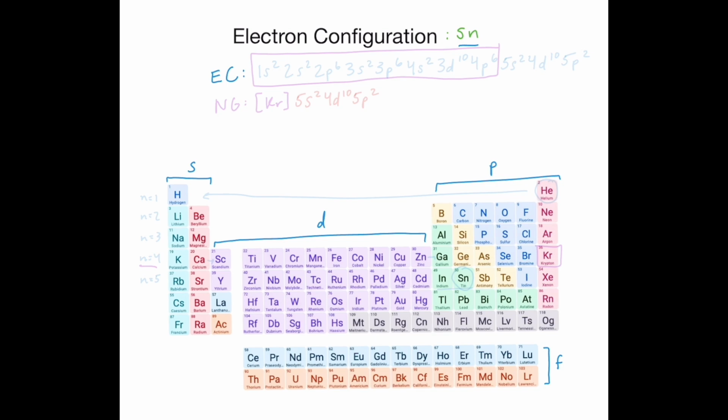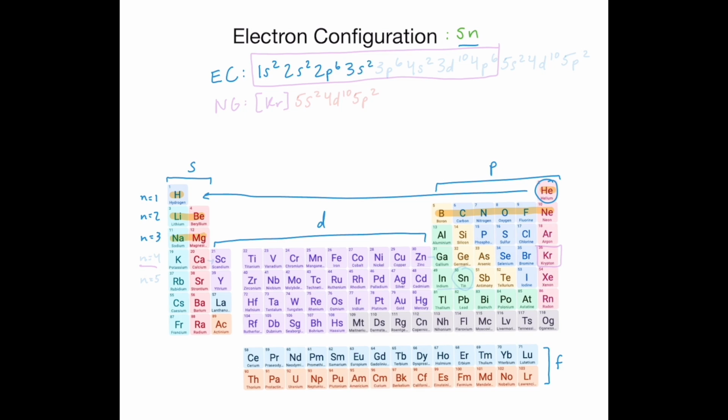So let's start with energy level 1. And even though helium is on the right-hand side, it belongs to the s block. So we can write this as 1s2. Then going down to the second energy level, we have 2s2 and then 2p6. And then going down to the third energy level, we can kind of repeat what we have here.